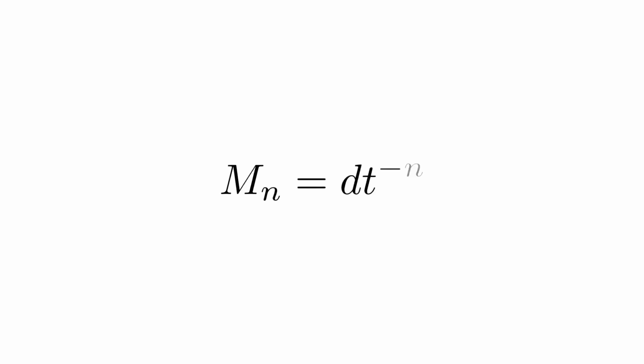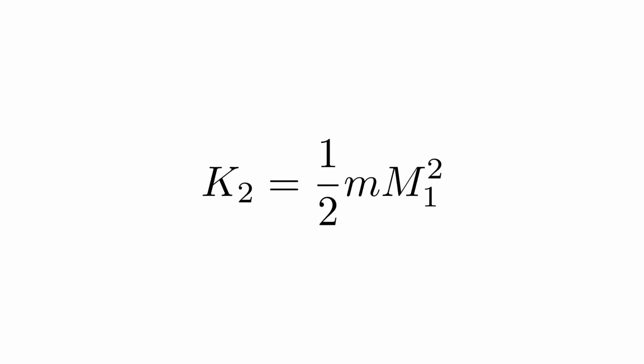Quantities with units of distance times time to the minus n are called motions of order n and are written as m subscript n. So distance is a motion of order 0, velocity is a motion of order 1, and acceleration is a motion of order 2. With this, we can write the formula for kinetic energy as kinetic energy of order 2 equals 1/2 times mass times the motion of order 1 squared.